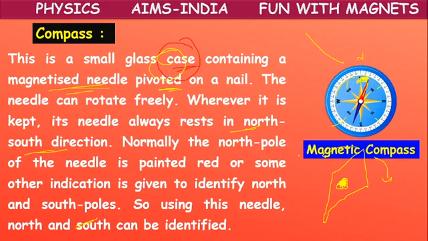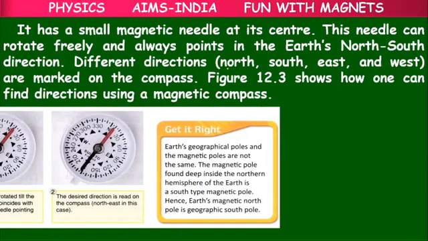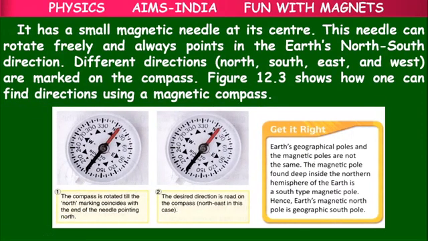So it is also called a magnetic compass. Here, pivoted means fixed on a nail such that it can rotate freely around the nail. This needle can rotate freely and always points to Earth's north and south direction, which are already marked on the compass.